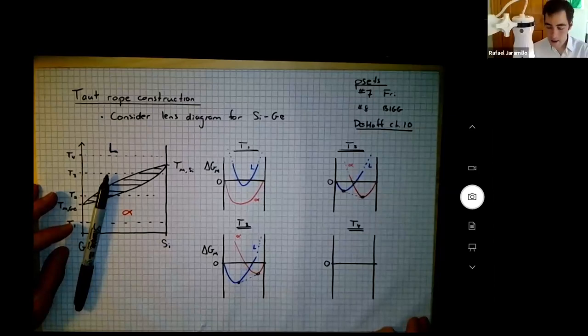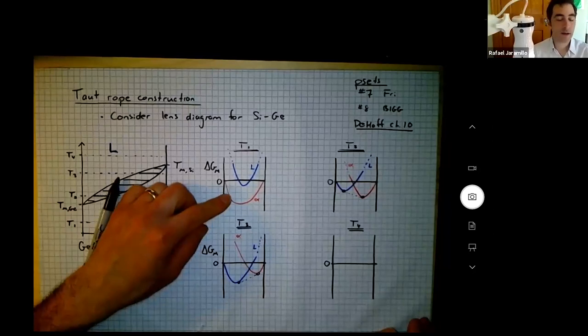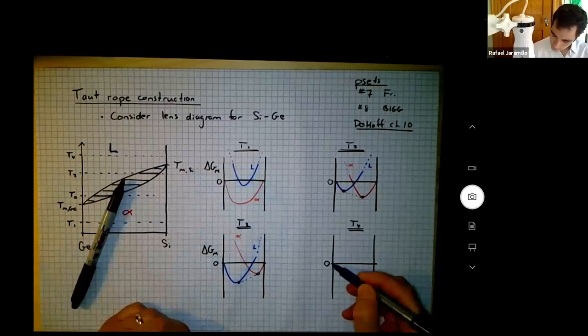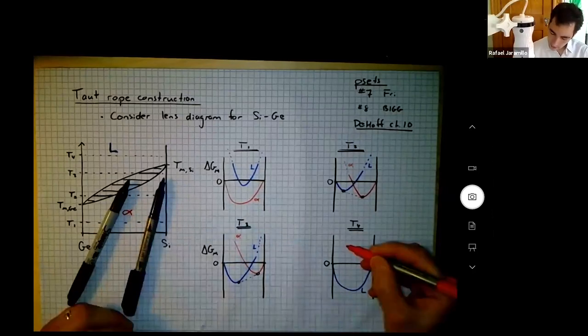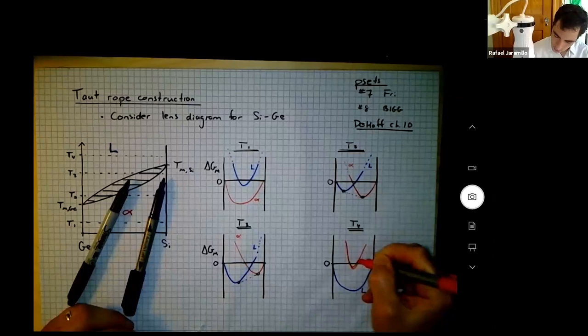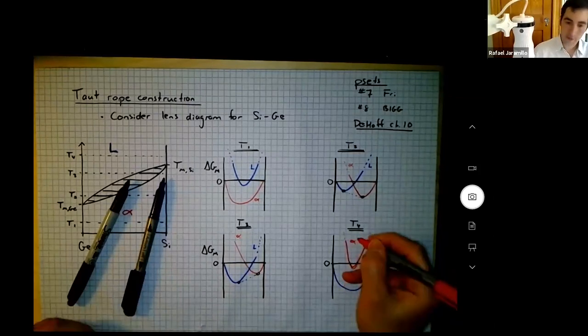Exactly right. This is a case where the alpha phase is fully miscible and stable everywhere. And here's a solution that's never stable. Now we've just flip-flopped. The liquid phase is fully miscible, stable everywhere. And the alpha phase is unstable everywhere. Alpha, liquid. Great.